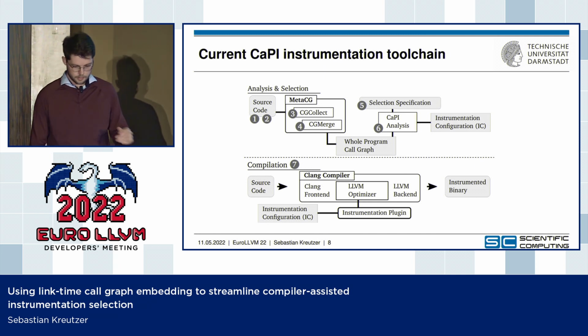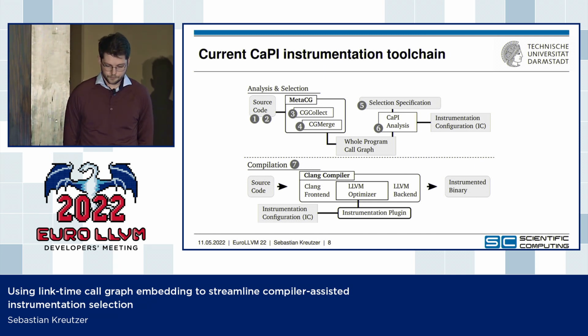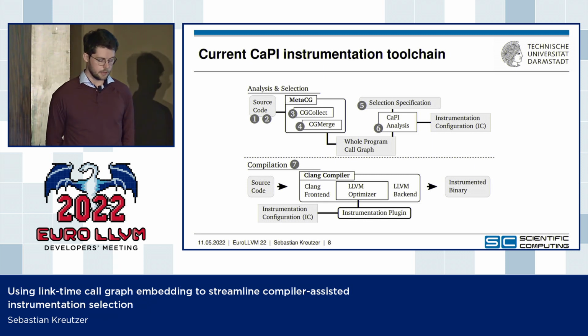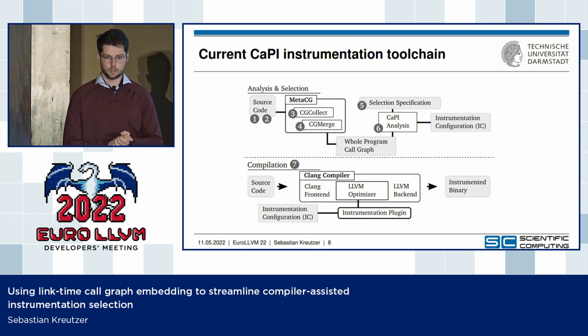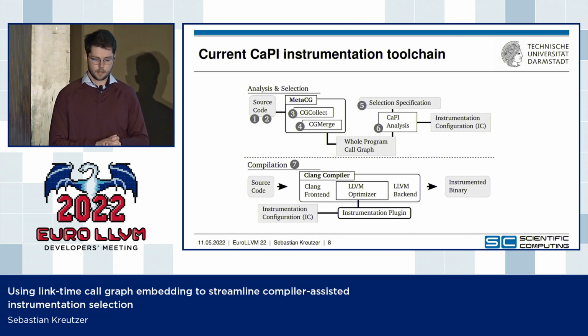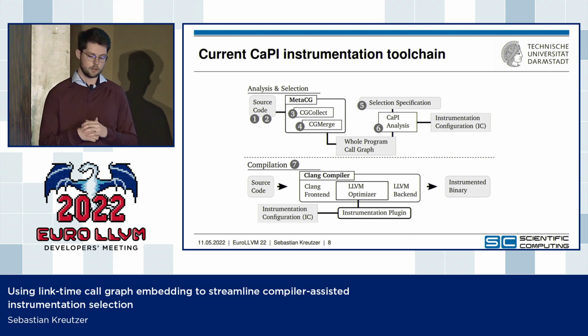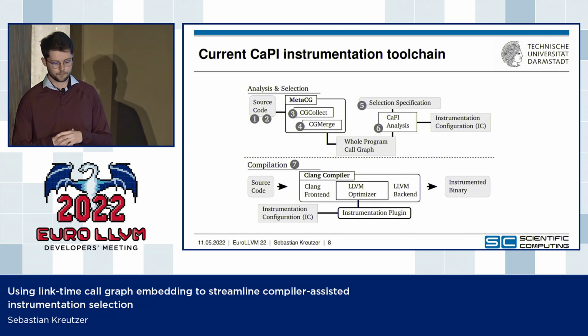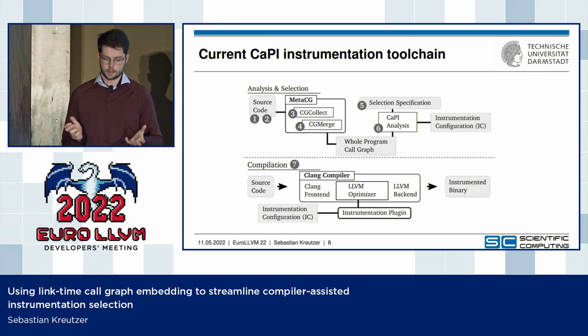So here's a more detailed look into the toolchain. We have a separate analysis and selection phase where we first put each translation unit into a MetaCG, which then builds a local call graph of the translation unit. And at the end, we merge them all together into one whole program call graph. We then use this call graph to run our CaPI analysis with the selection specs supplied by the user.